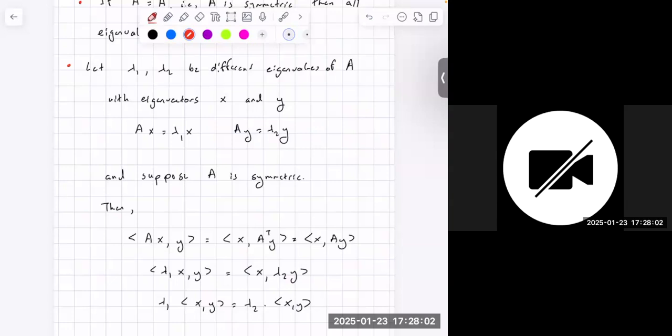And don't forget, this is the x and y inner product. It's a number here. It's another number here. And lambda 1 and lambda 2 are not the same number. So how could this happen? You take two different numbers, you multiply them with something, and they end up being equal. The only way this could happen is if this number is just 0, okay? So what does that mean? The x, y inner product is 0. That means the two vectors are orthogonal to each other.